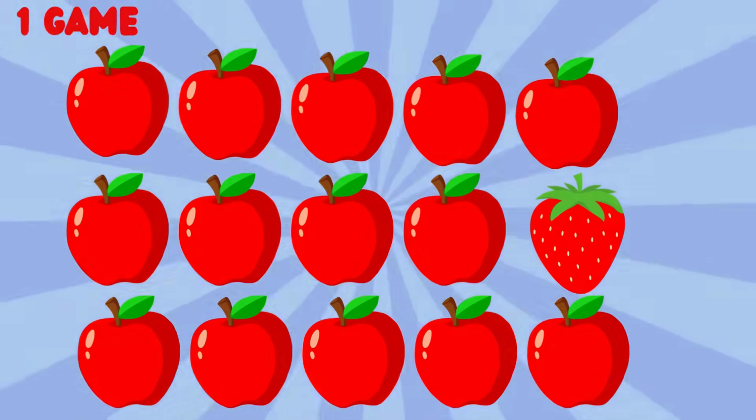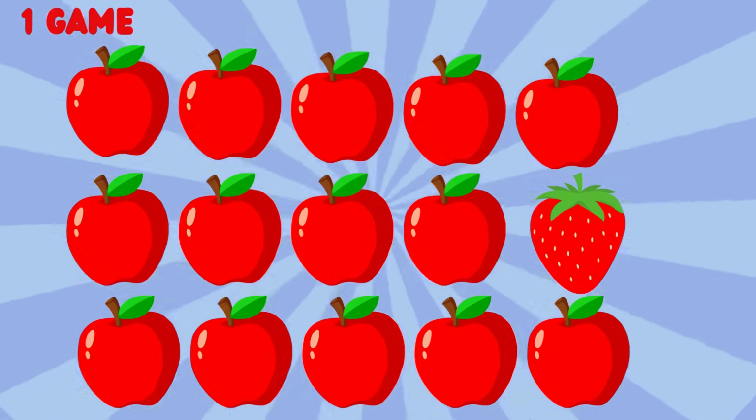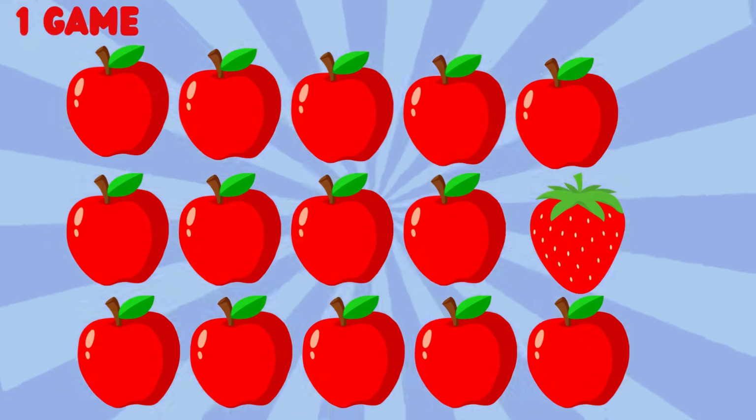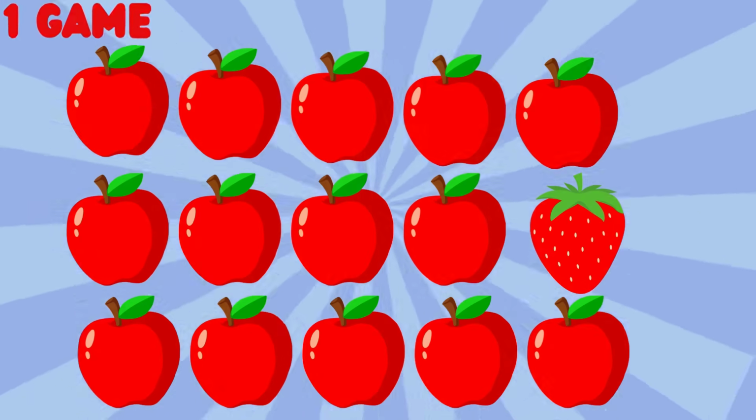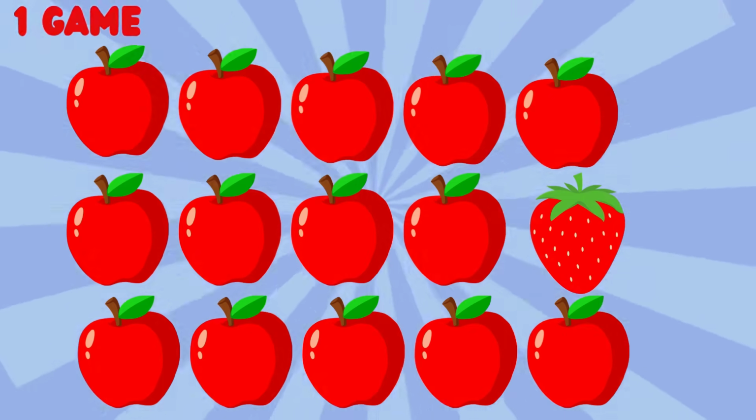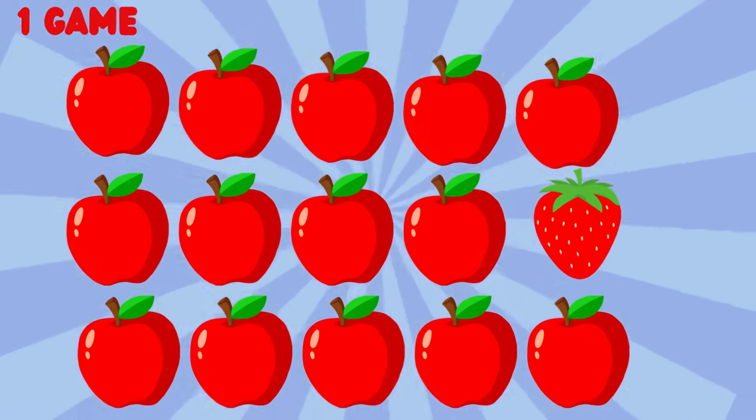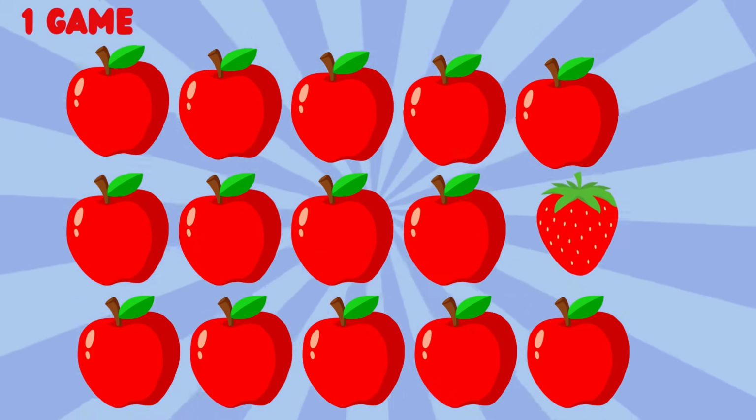First game, wow, these apples look so tasty, but wait, one fruit seems different. Can you spot the odd one out? Great observation! The different fruit is a strawberry hiding among the apples.